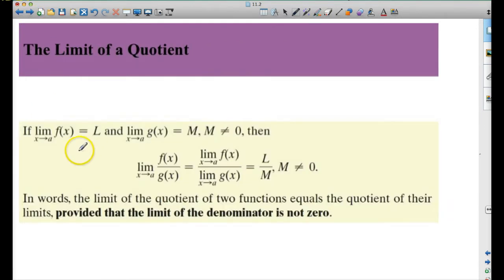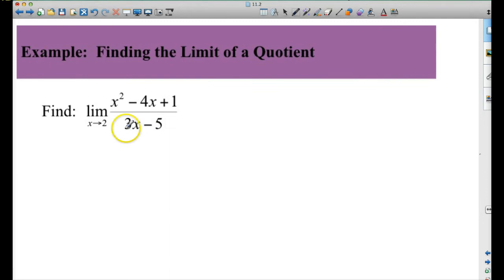And the quotient, we can divide two limits. And the key here, again, to remember is that the limits have to be going to the same value as you go through, and provided that the limit of the denominator is not equal to 0. Now notice on here, if we plug in 2 in the denominator, 6 minus 5 is 1, so that's okay. So we get 4 minus 8 plus 1 over 6 minus 5. So we get negative 3 over 1, which is equal to negative 3 as our limit.